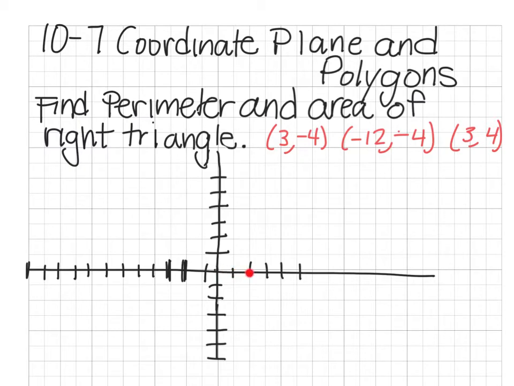So for this one, we're going to be over 1, 2, 3, down 1, 2, 3, 4. So I'm going to make a point there. Then we're going to be over negative 12, down 4. So 1, 2, 3, 4, 5, 6, 7, 8, 9, 10, 11, 12. Down 4, 1, 2, 3, 4. And then we need to plot the other point, which is 3, 4. So you're going to be over 1, 2, 3, up 1, 2, 3, 4.